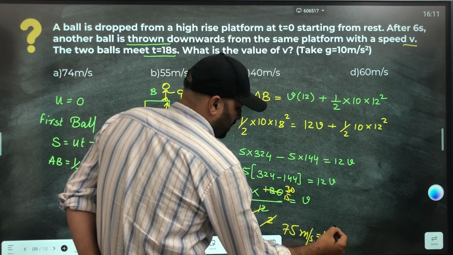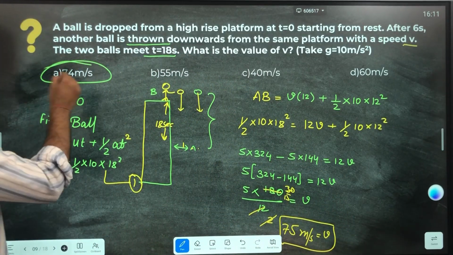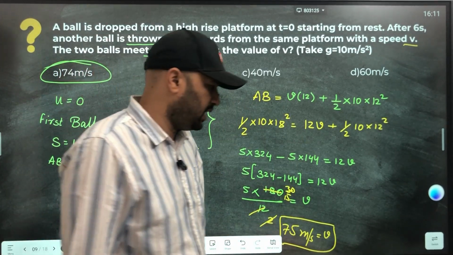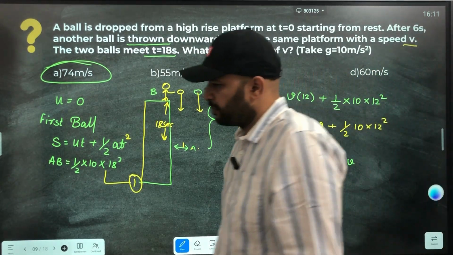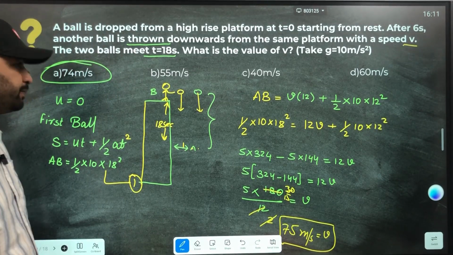That is option, let's see which one. Yeah, approximately we can say. I think this is a mistyped one. Okay, this is 75 meter per second. Option A is approximately correct. I hope this is clear. Right? In case you have not understood, please go through it once again and you will understand it. Let's see the next one.